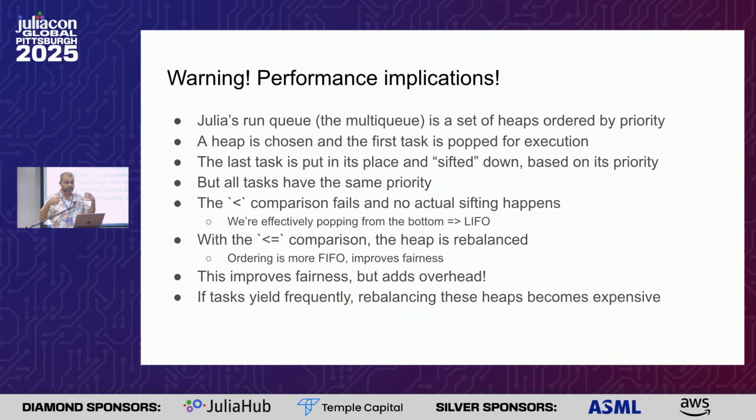And every time you spawn a new task, you're doing this heap rebalance on one of the heaps, and so you pay an enormous price in terms of performance. So your tasks have to have a certain thickness, a certain granularity, large enough for this to be worth it. And even then, you pay a bit of a penalty in overhead, but it gives you fairness.